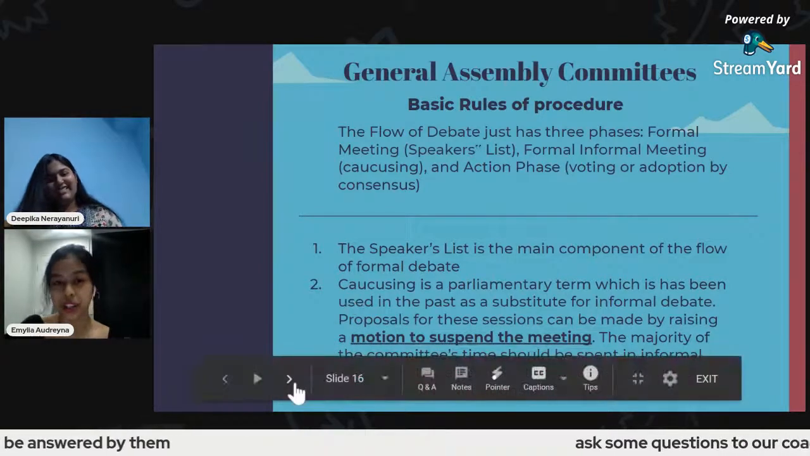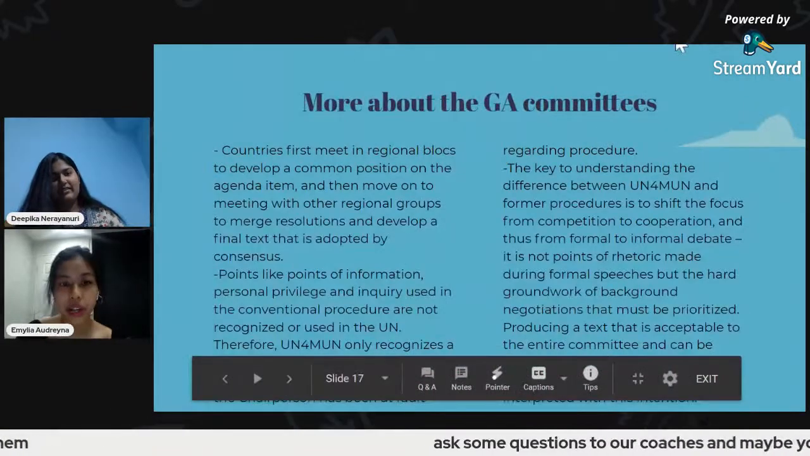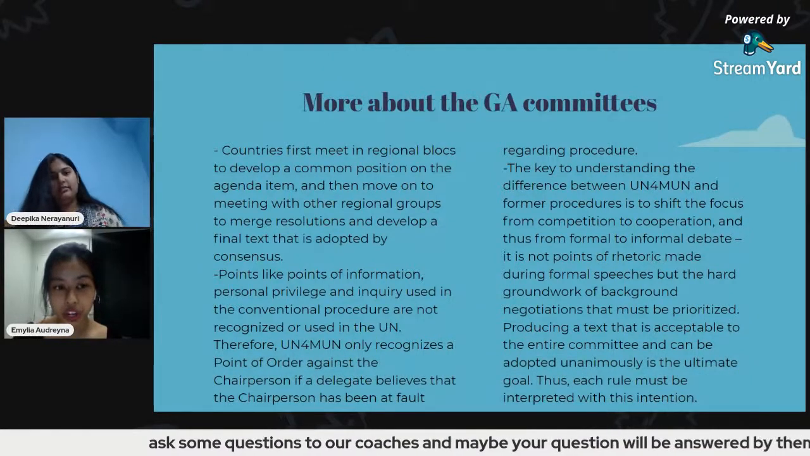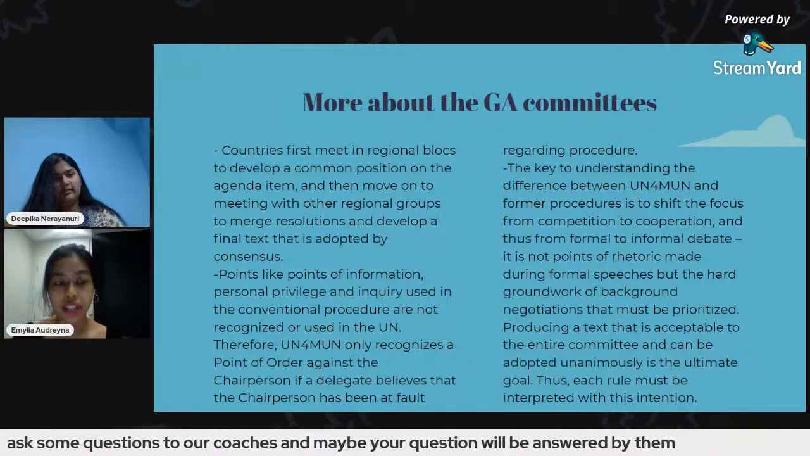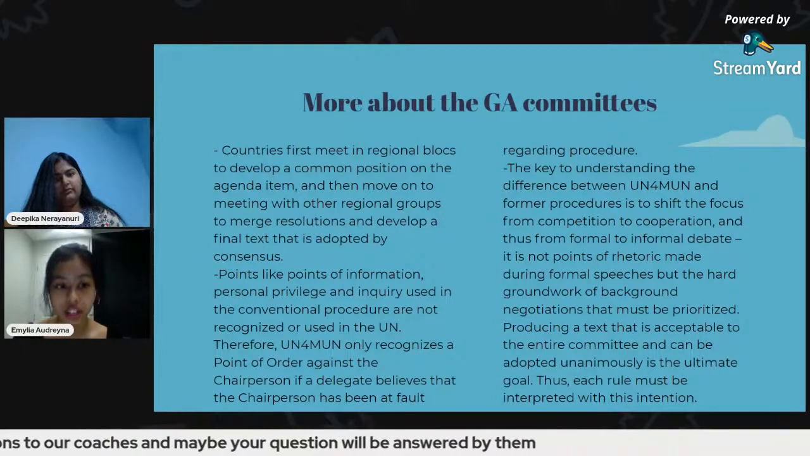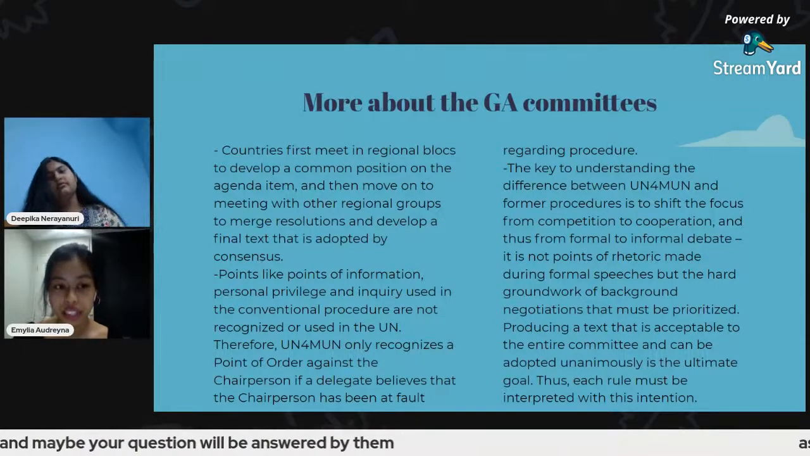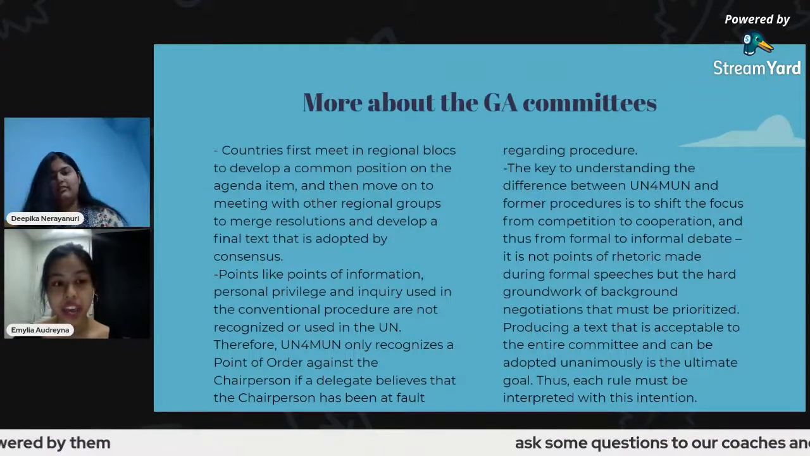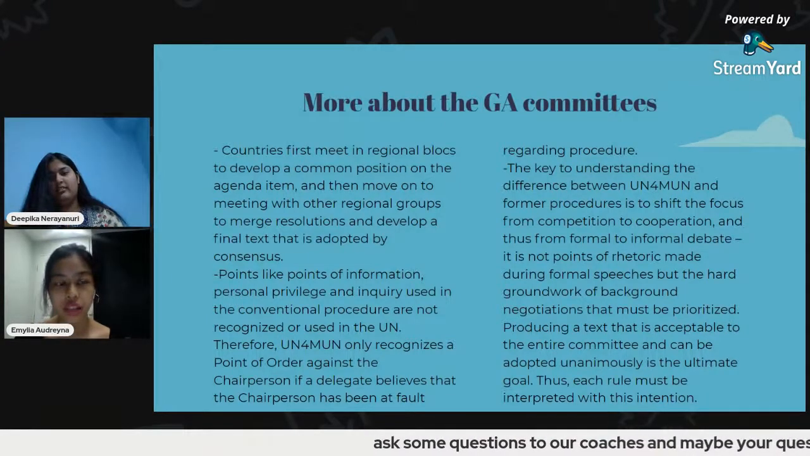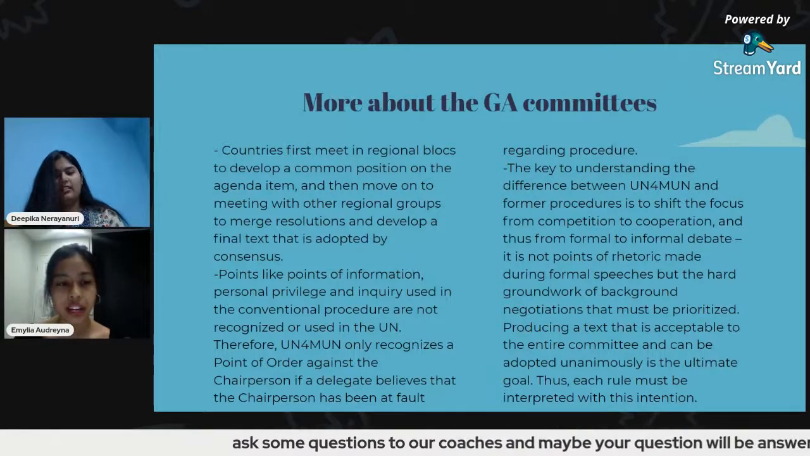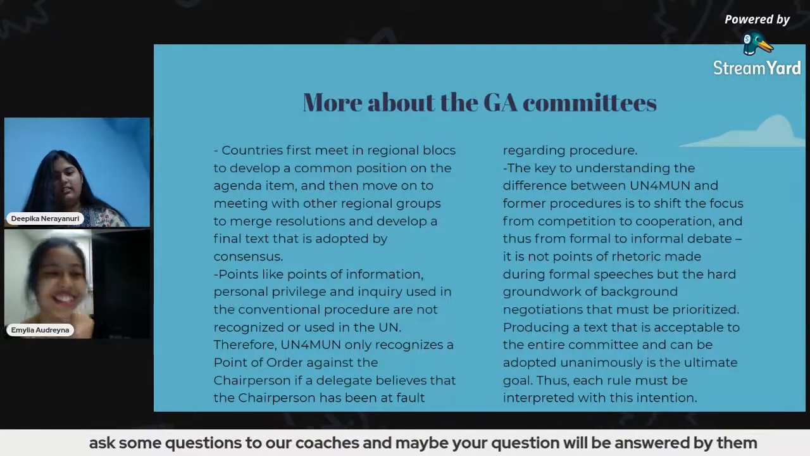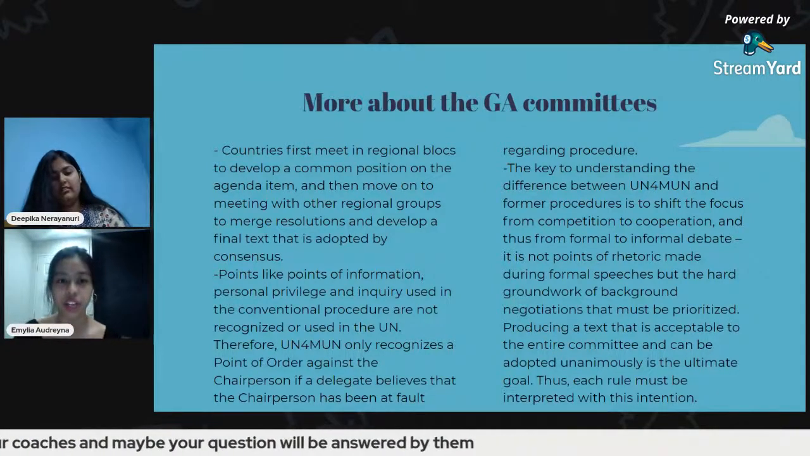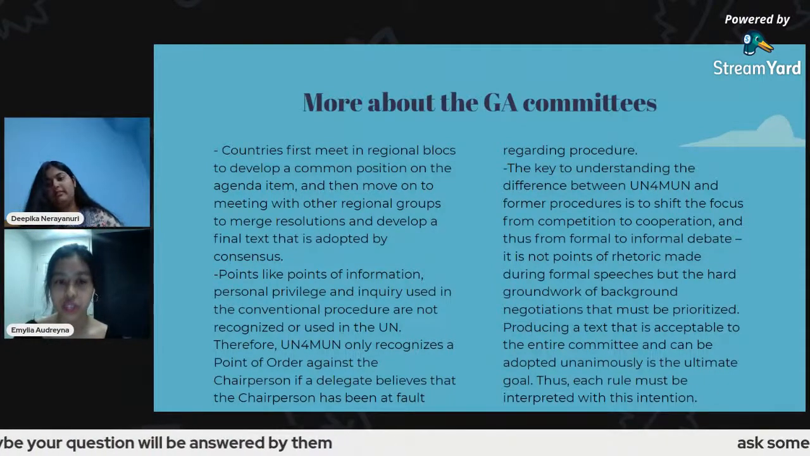Okay, so I'll be explaining more about the GA committee, the General Assembly Committee. I will be co-chairing the G20, which stands for the Group of 20, an international forum that includes 19 countries as well as the EU, the European Union. This comprises the world's most advanced countries.